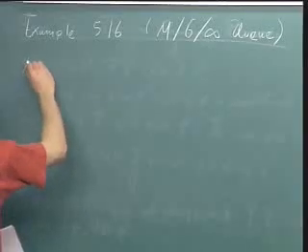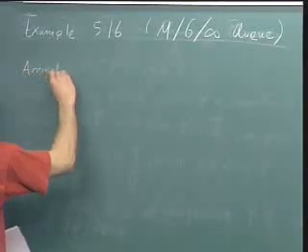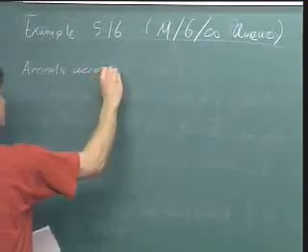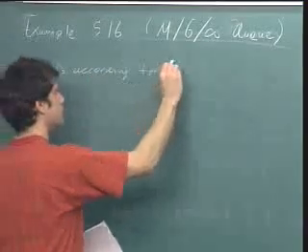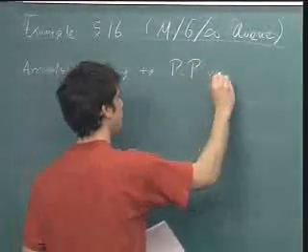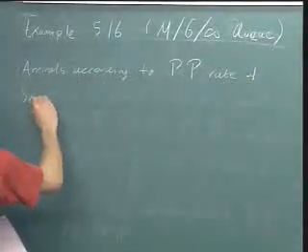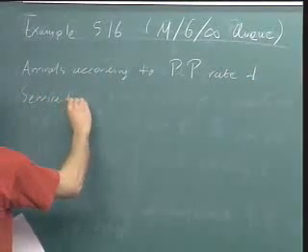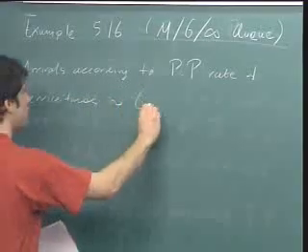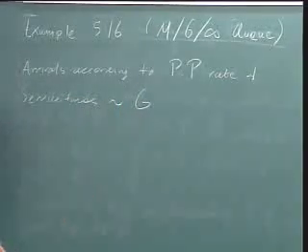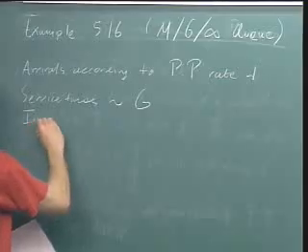So arrivals according to a Poisson process, say rate lambda. Service times are distributed according to some distribution g. And we have an infinite amount of servers.